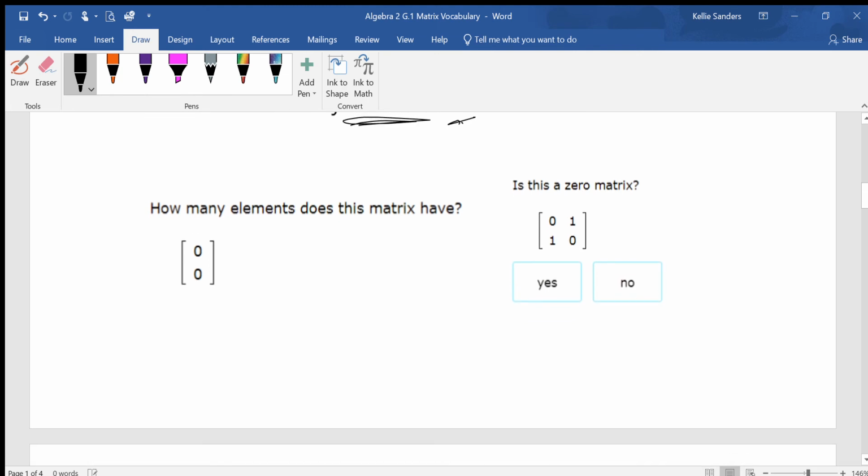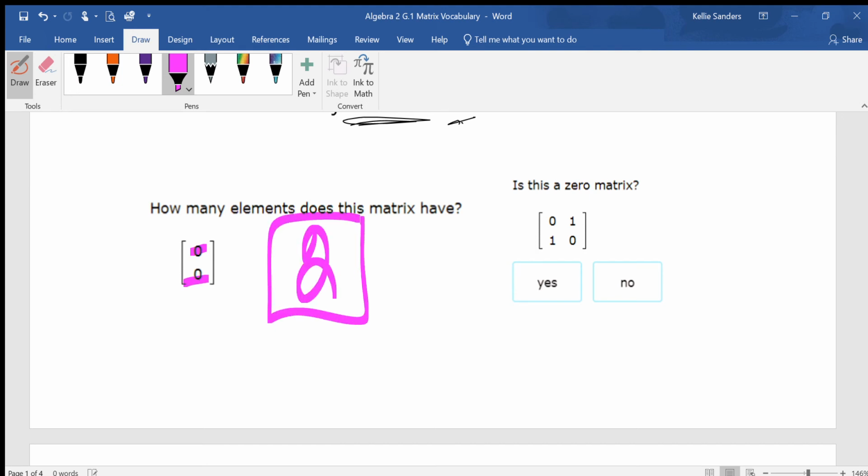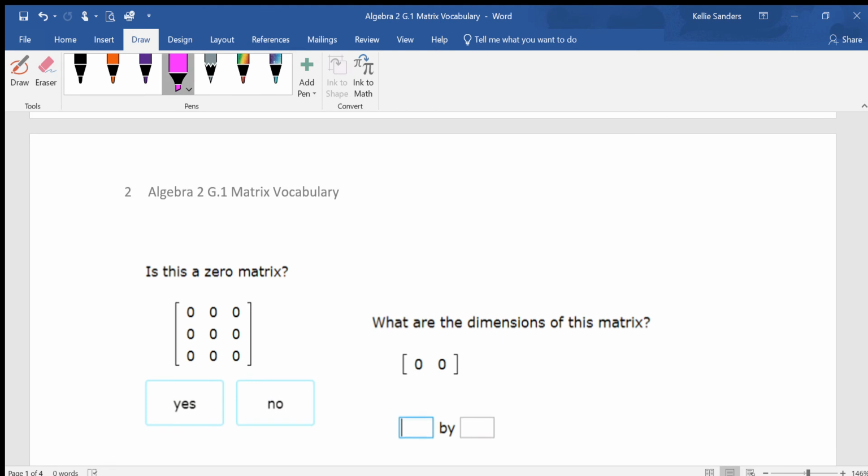How many elements does this matrix have? This has 2 numbers, so there are 2 elements. Is this a 0 matrix? No, because there are 1s in it. Is this a 0 matrix? Yes, because everything is zeros.